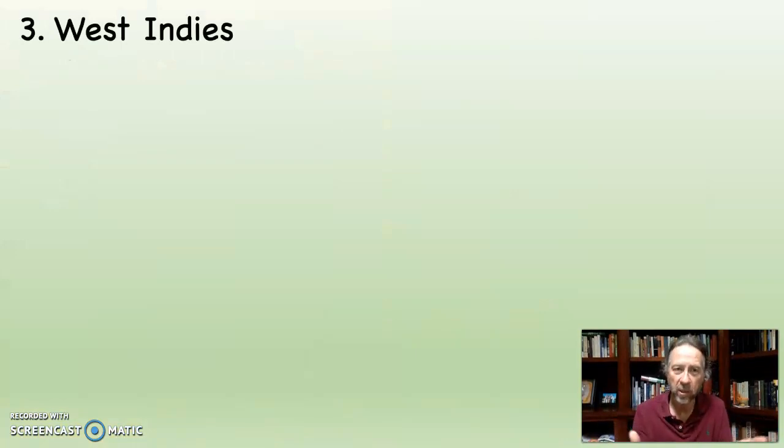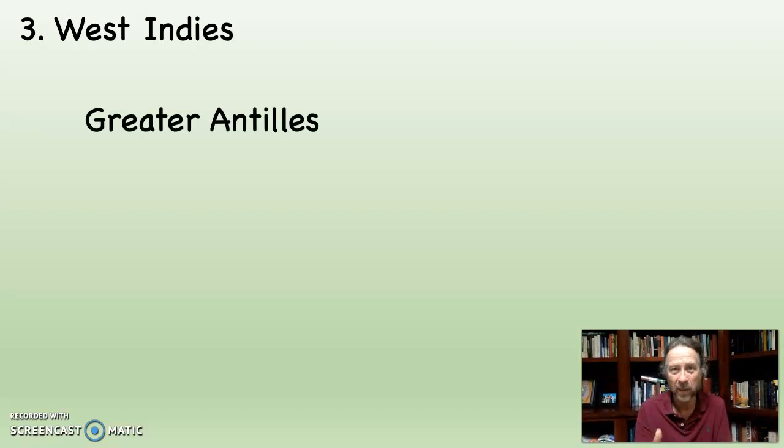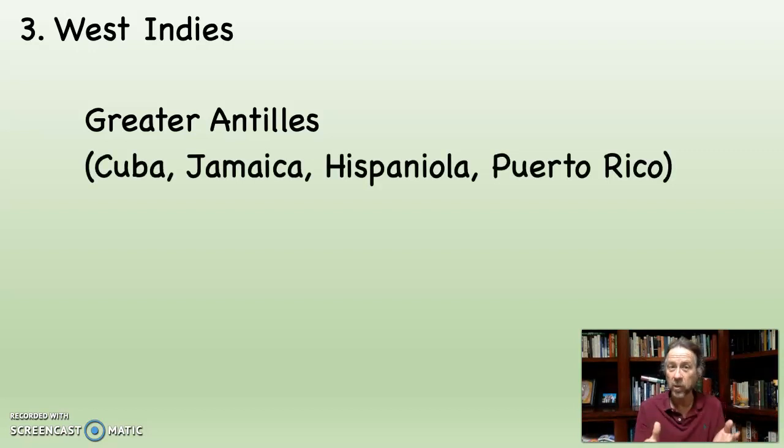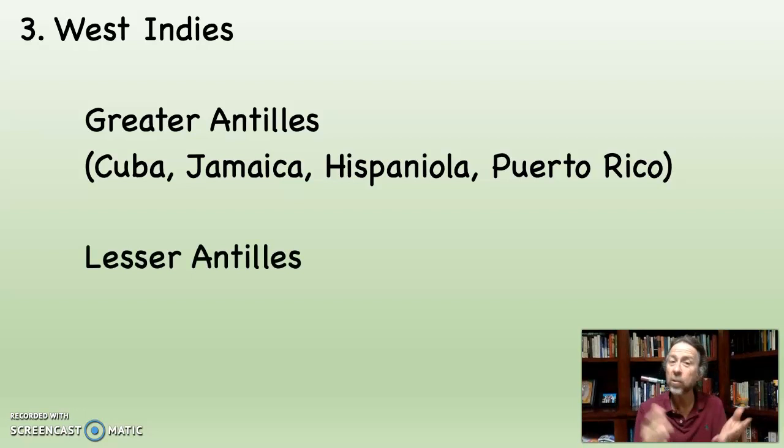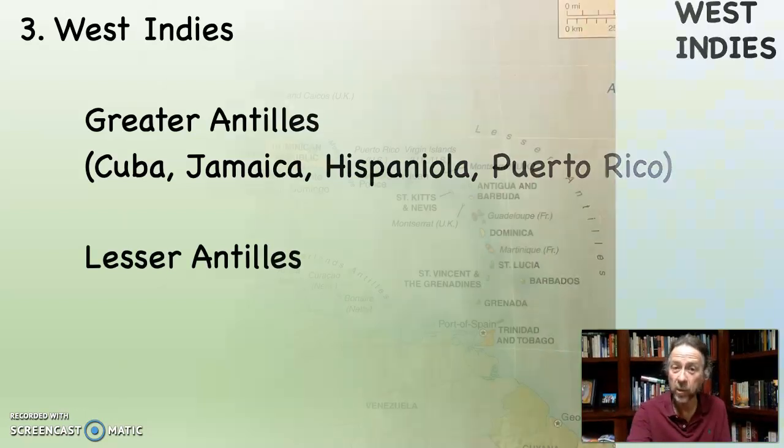Then after that, we're going to go to the West Indies. The West Indies are the islands of the Caribbean, if you will, or Caribbean. And whether you're a pirate or not, I don't know. But there's two sets of island groups in this greater island group called the West Indies. There's the Greater Antilles, which are the four largest islands: Cuba, Jamaica, Hispaniola, and Puerto Rico. Then there's the Lesser Antilles, which are all of the small islands.